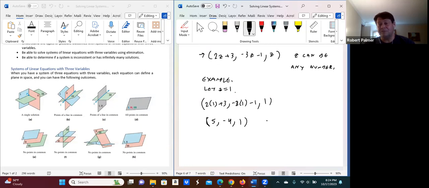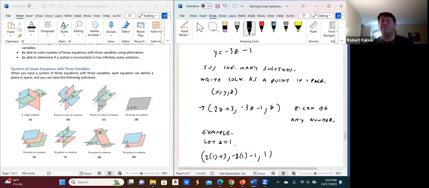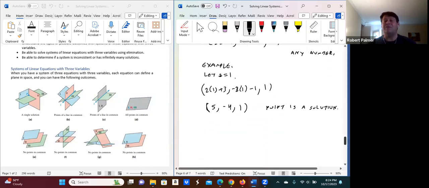This point is a solution. So any z you come up with, plug that z in, and that gives you a point that's a solution. So we have infinitely many solutions because we can pick z to be anything we want and just plug those in. That would give us those results.